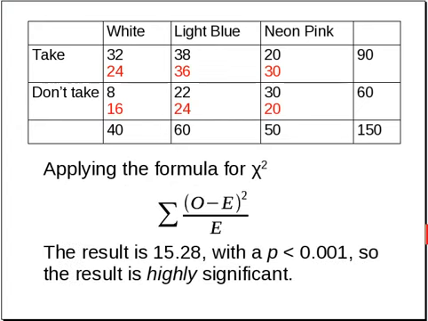If we apply the formula for chi-squared, again going over every cell, taking the observed minus the expected and squaring it and dividing by the expected value, the result is 15.28, and when you look that up in the table with 2 degrees of freedom, the probability is less than 1 in 1,000.